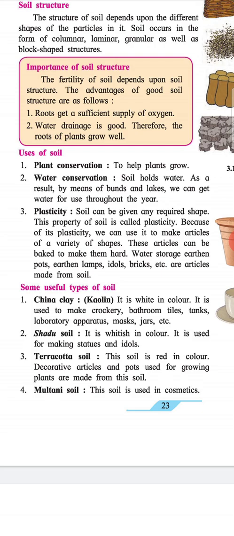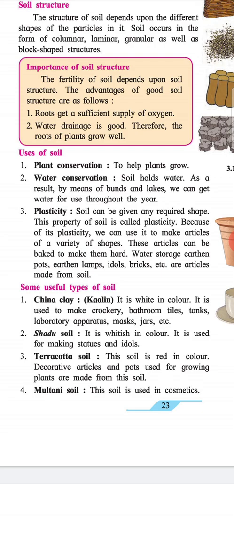Plasticity. Soil can be given any required shape. This property of soil is called plasticity. Because of its plasticity, we can use it to make articles of a variety of shapes. These articles can be baked to make them hard. Water storage earthen pots, earthen lamps, idols, bricks are articles made from soil.